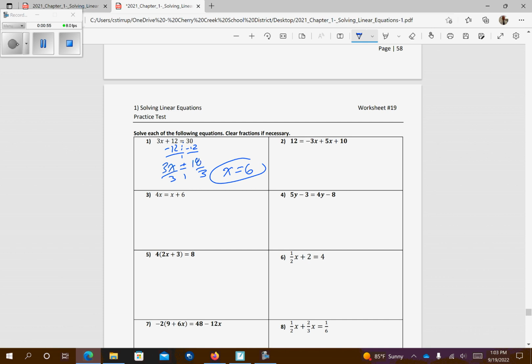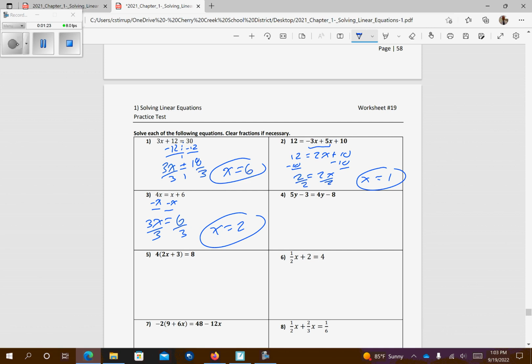Next problem, we're going to combine these like terms first. Then we're going to subtract 10 from both sides of the equal sign. So I get 2 equals 2x. Divide both sides by 2. So x equals 1. Problem number 3, I'm going to subtract the 1x, or just x, from both sides. So that's going to give me 3x equals 6. Divide each side by 3. So x is equal to 2.